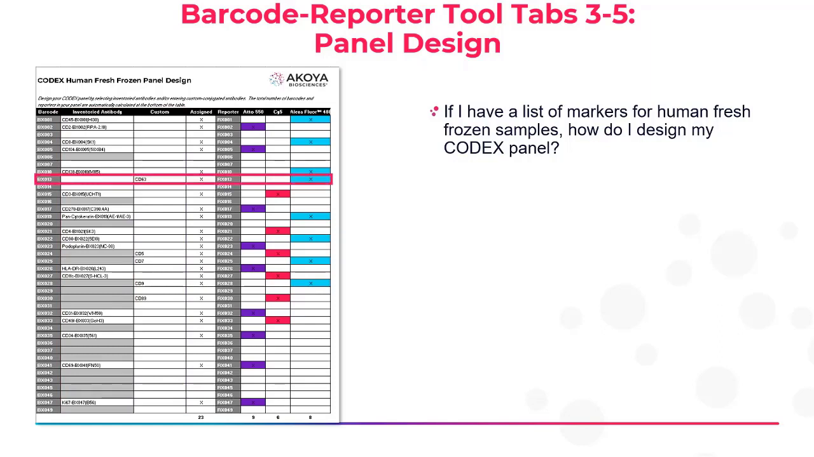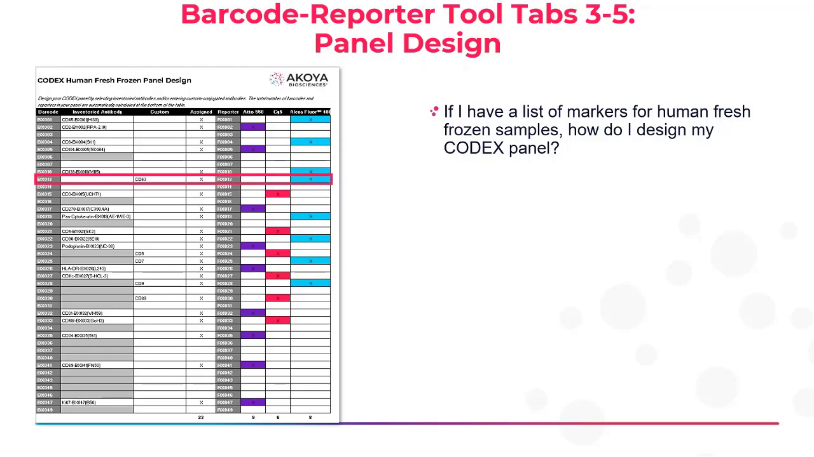In this example, we see that CD63 is a custom conjugated antibody assigned to BX013, which is associated to AF488 reporter RX013. So this is how you would read this particular tool. On the bottom of this list, you can see the totals. There are 23 markers in this panel, and there are 9 ATTO550 reporters, 6 Cy5 reporters, and 8 AF488 reporters.